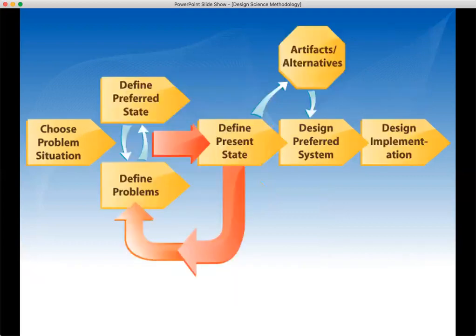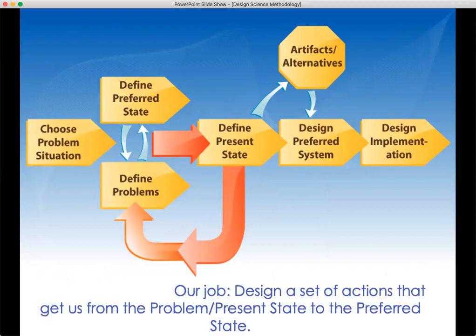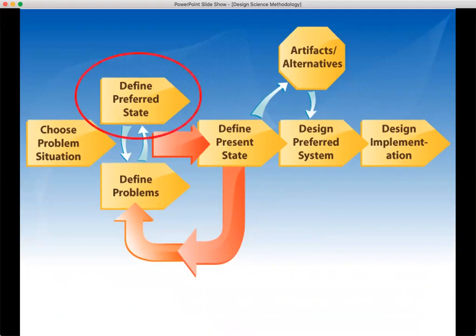We want to measure things. And this is, again, a little bit more of an elaboration of the process. We're adding a few things as we go along. After we're into the problem, the artifacts and alternatives, we're going to figure out exactly what our options are. And the job is to design a set of actions that get us from the problem and the present state to the preferred state.